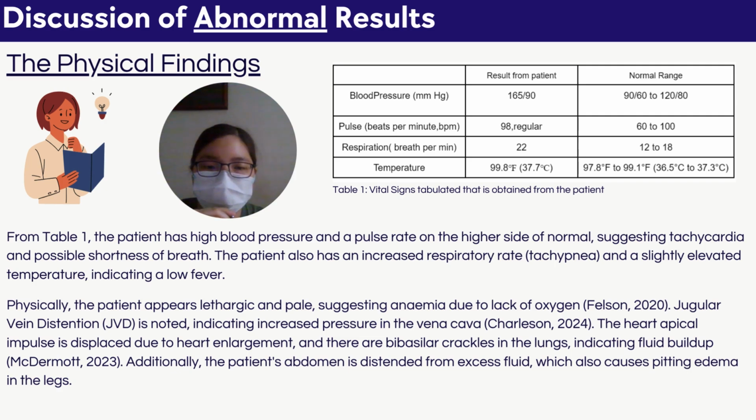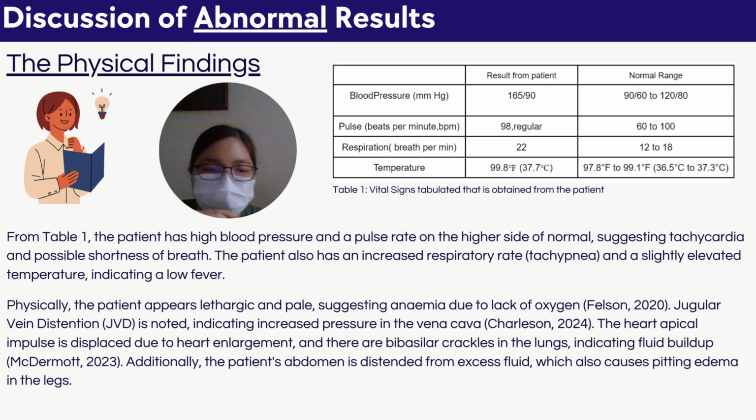Hi, I am Yuxin. Today I will be talking about abnormalities in the results and the differential diagnosis. In this slide, the patient's vital signs are being shown, and she has high blood pressure and a pulse rate that suggests tachycardia. Additionally, the respiratory rate is increased, which is known as tachypnea, and she has a slight fever.